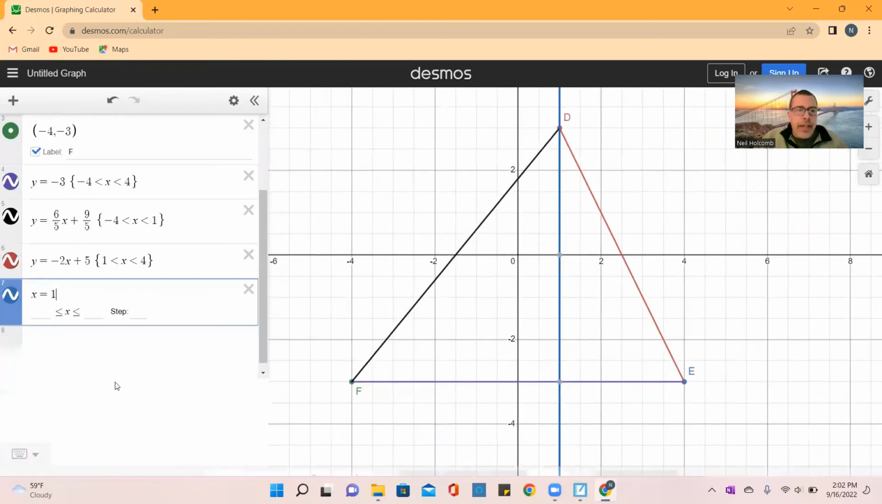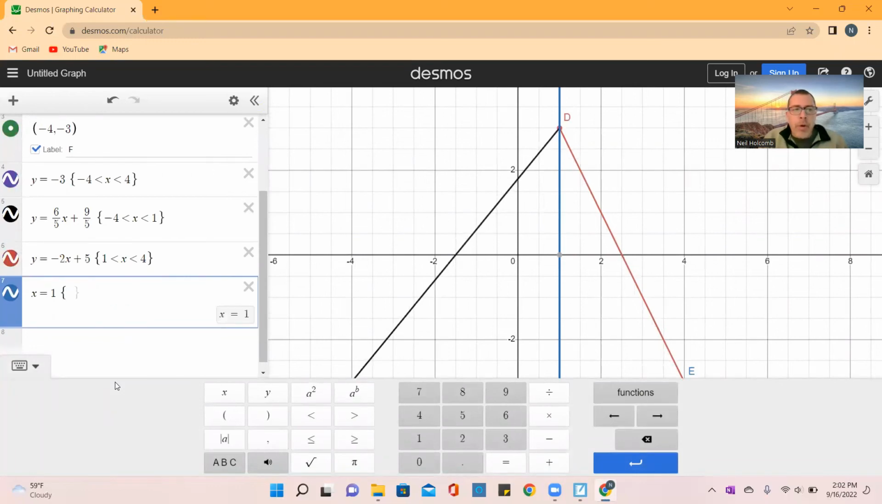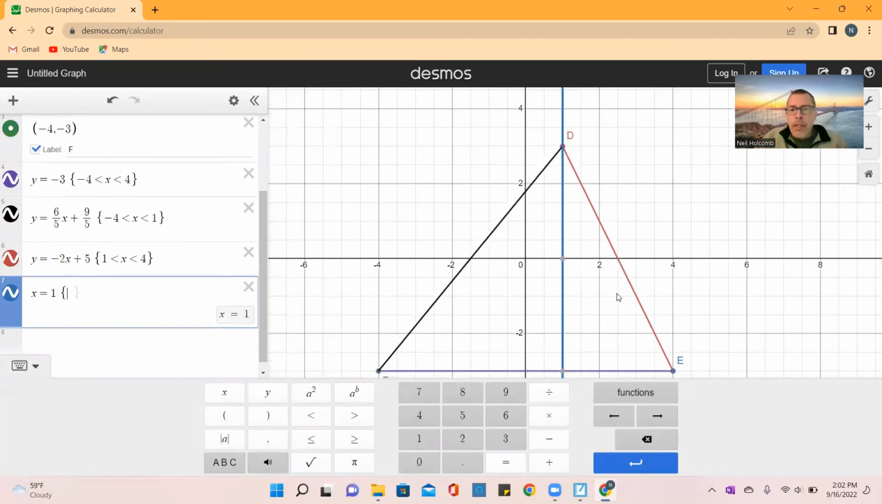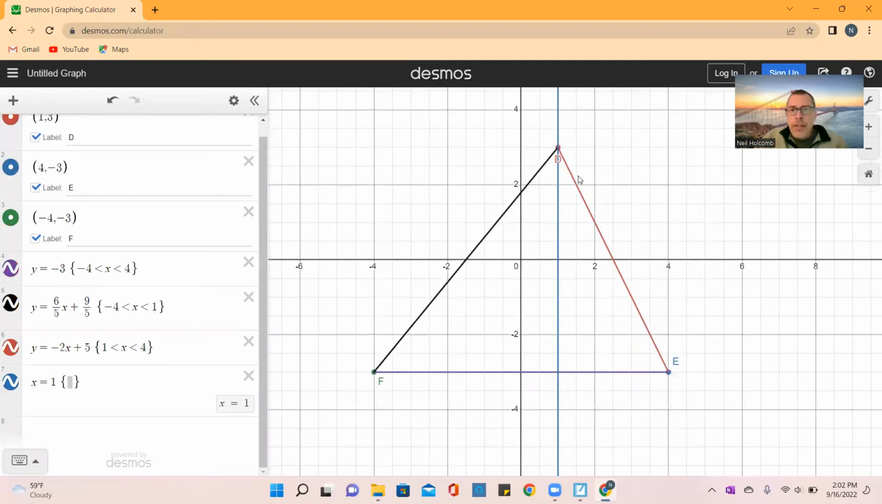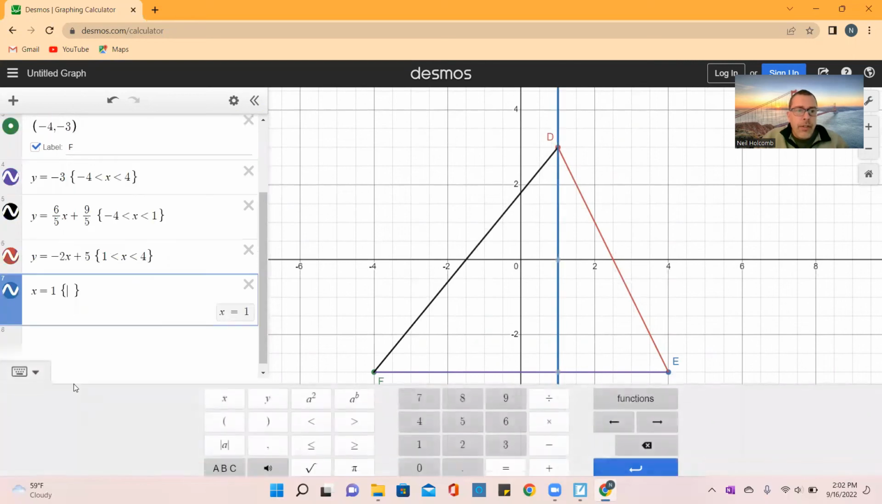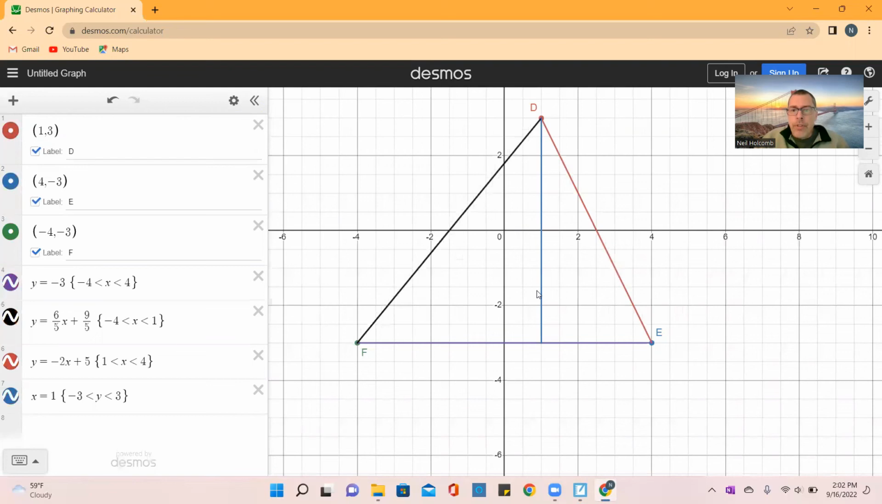But I want to restrict that. And I want to restrict the range on that. So I'm going to say I want y to go from -3 to 3. So that would be -3 less than y less than 3. Okay, so there's the height of the triangle. And it goes from -3 to 3.